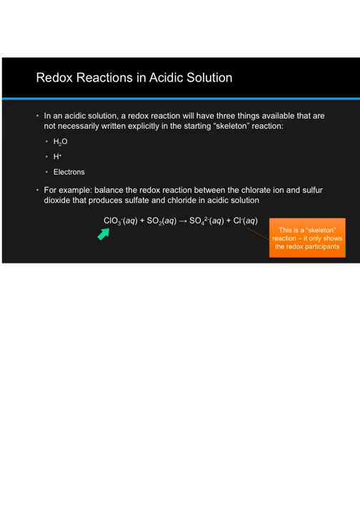It only shows the participants that are involved in redox, oxidizing agents and reducing agents. In this redox reaction, eventually what we'll find is that chlorate, ClO3-, is an oxidizing agent. It contains a substance that's reduced. And sulfur dioxide is a reducing agent. It contains a substance being oxidized. Ultimately, our job is going to be to figure out which one. And what's more is we're going to try to balance this overall reaction.